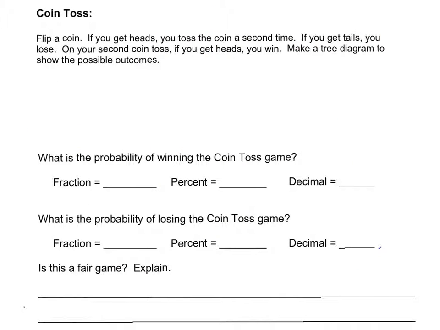So let's try this coin toss game. We're going to flip a coin, and if I flip a coin, I can get 2 outcomes. I can either get heads or tails. Now with this game, if you get heads, you get to toss the coin a second time. So if I get heads, I can flip it again and get heads or tails. If you get tails, you lose, so I get to stop right here. On your second toss, if you get heads again, you win. Let's make a tree diagram to show all the possible outcomes.